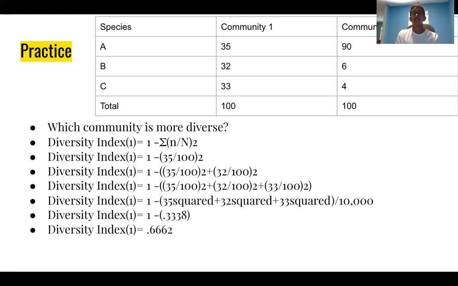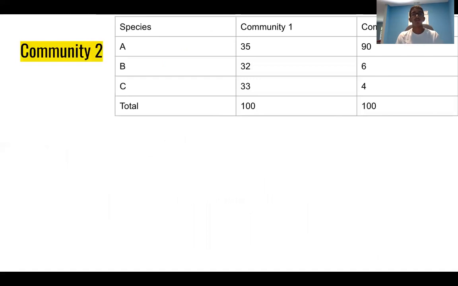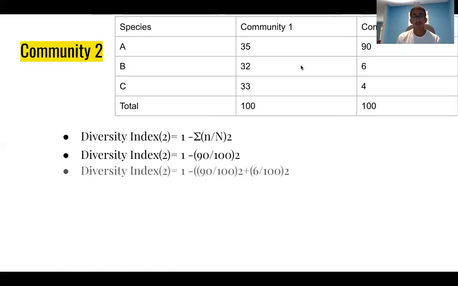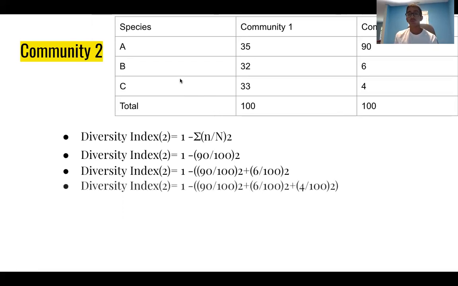Now, let's go on to community 2. These are the community 2 numbers. Let's start the equation: the diversity index of community 2 is equal to 1 minus the sum of the species population over the total population, squared. Now let's fill in the 90 over 100, squared, from the species A population, the 6 over 100 from the species B population, and then the 4 over 100 for the species C population.